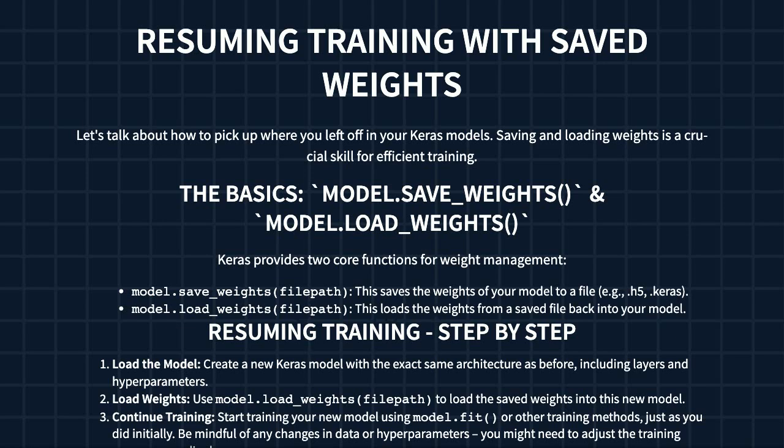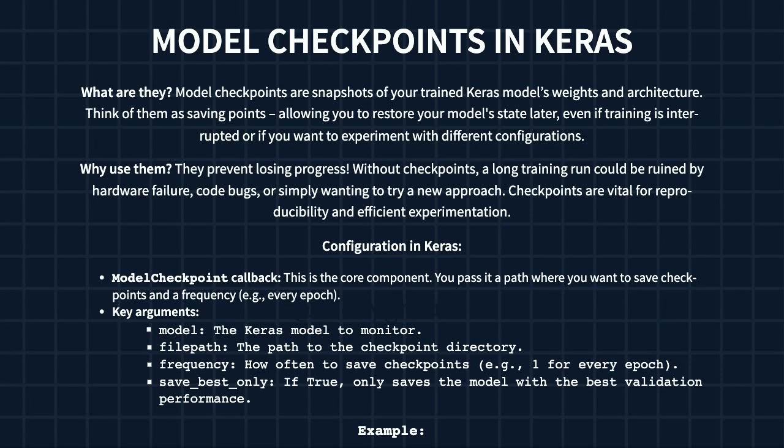Okay, let's talk about model checkpoints. Basically, they're like saving points in your Keras training process. If something goes wrong, hardware failure, a bug, or you just want to try something different, you don't have to start from scratch. Checkpoints store the current state of your model, including all its weights and architecture. It's super useful for preventing lost progress and makes experimentation much easier because you can always go back to a previous point. To configure them in Keras, you use the ModelCheckpoint callback, passing it a path where you want to save the checkpoints and how often, usually every epoch. You'll also want to consider whether to only save the best performing model based on your validation set.